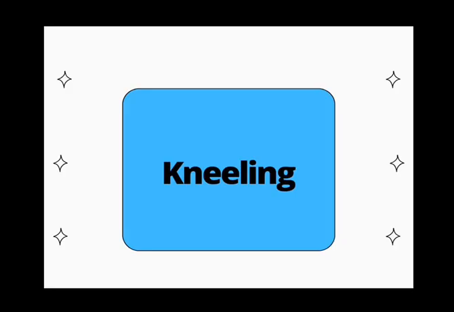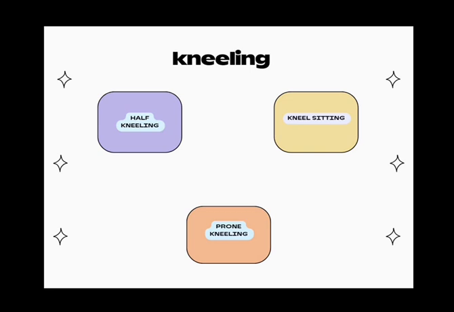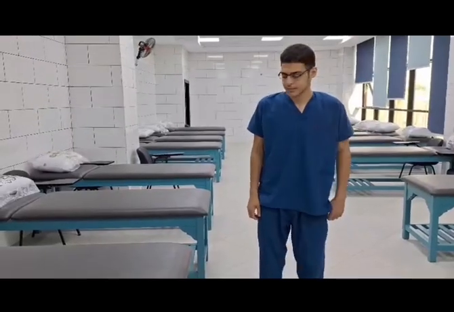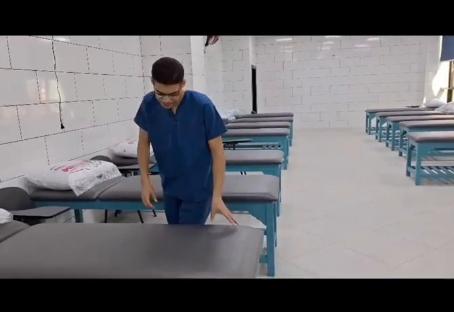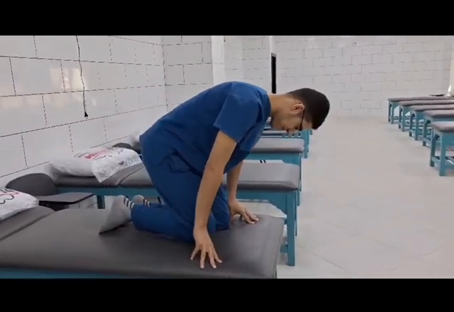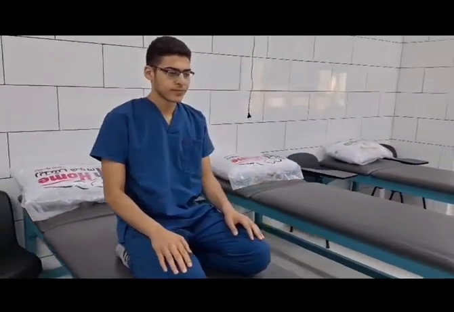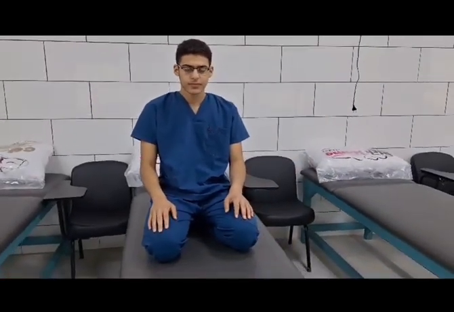Now, I'll focus on positions derived from kneeling, such as half kneeling, kneeling sitting, and prone kneeling. First, kneeling sitting. The position is derived from kneeling position. The patient sits back on the heels. It's used for balance, strength of back muscles, and stretching of quadriceps muscles.